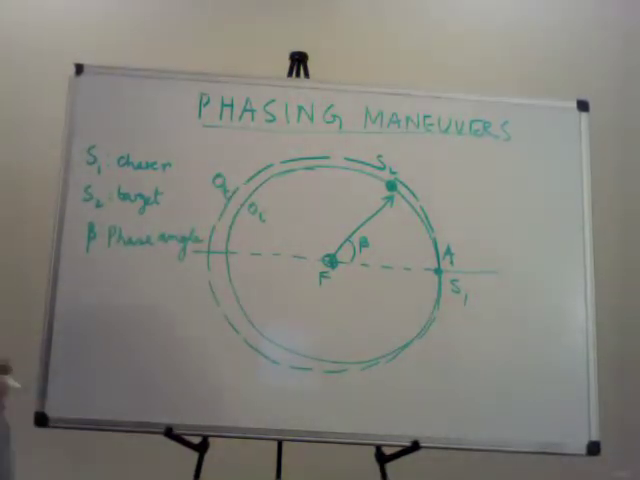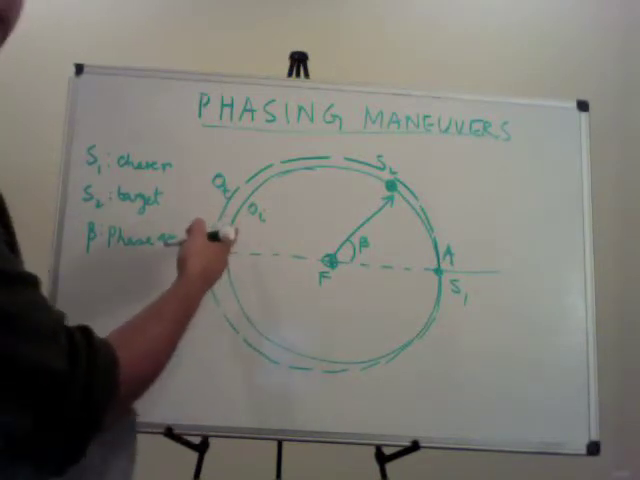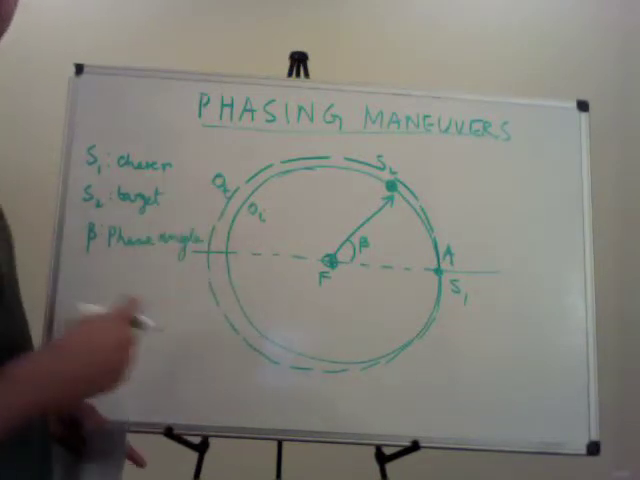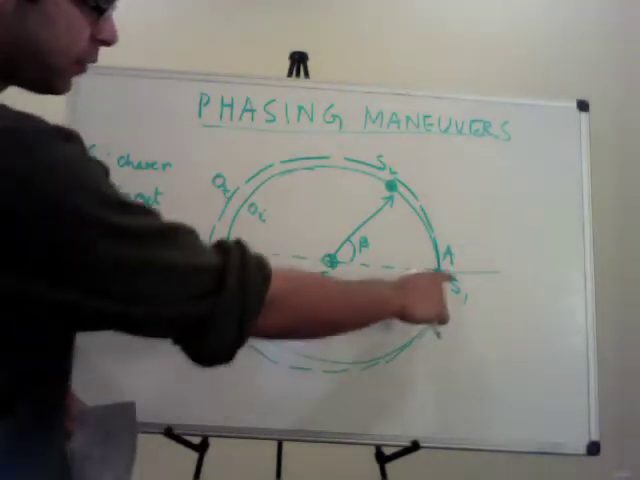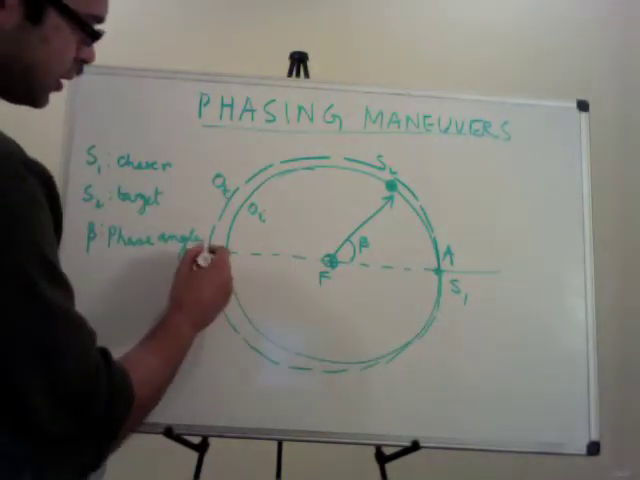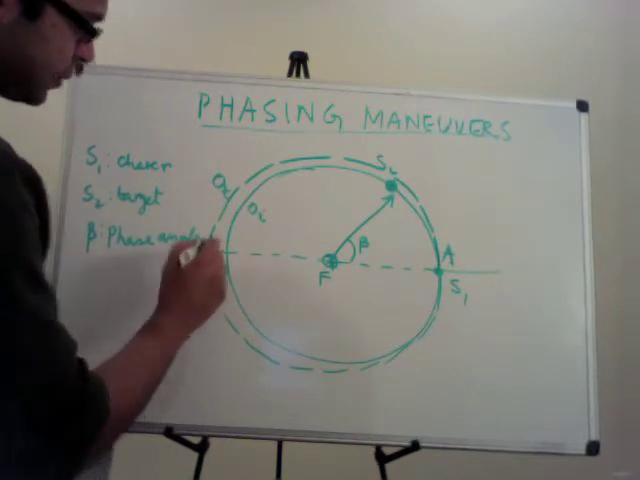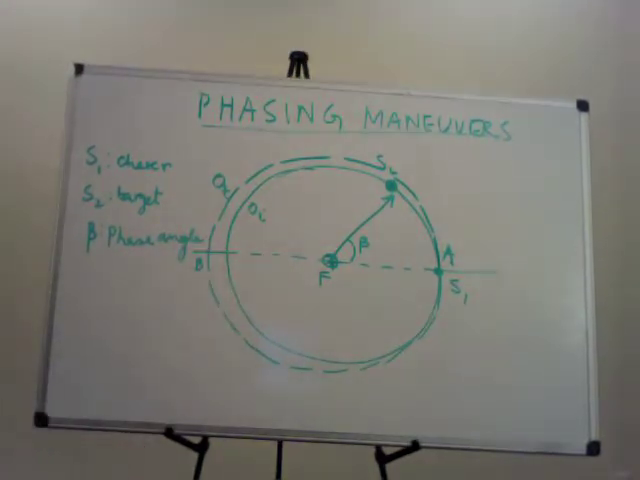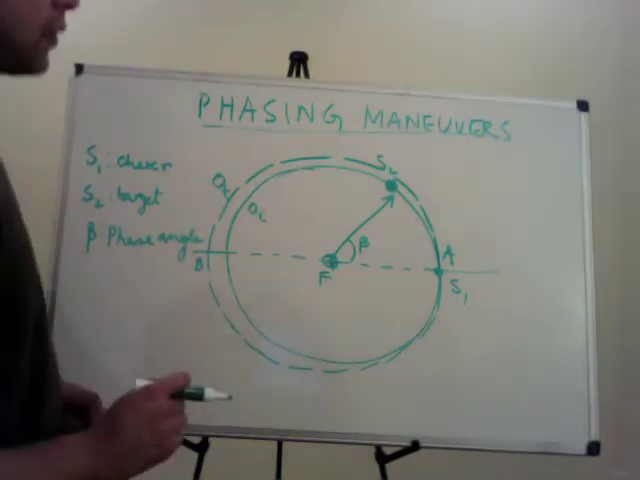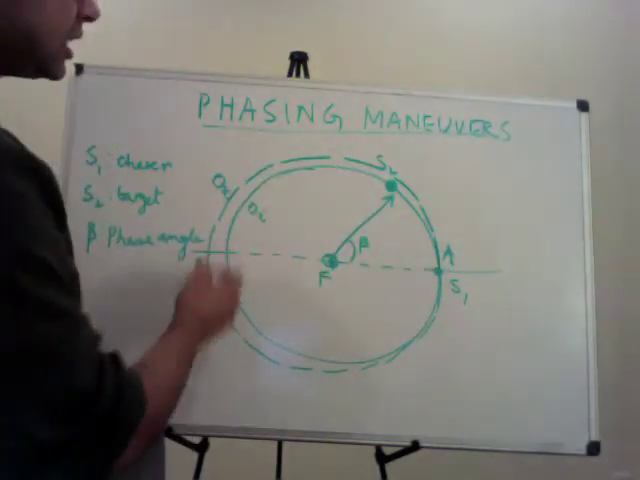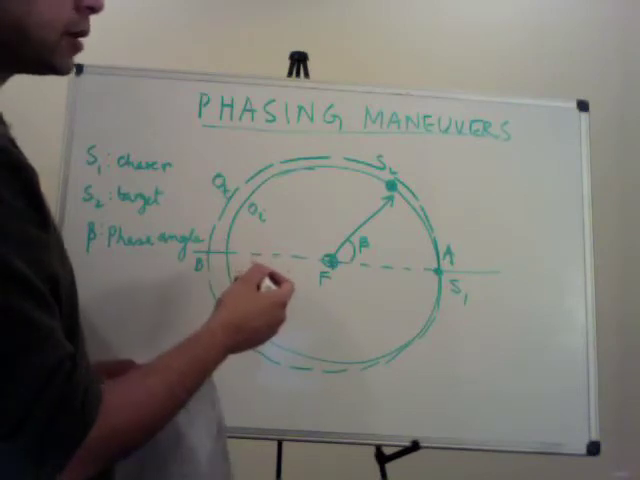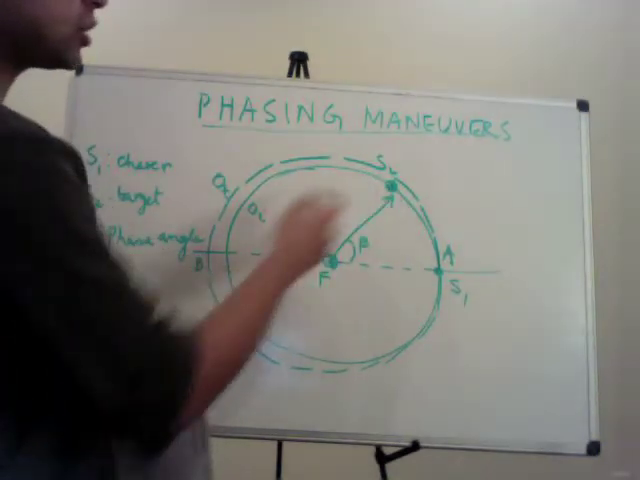Okay, so what has happened here? Well, since OI is a circular orbit, OT, the transfer orbit, is an elliptical orbit whose periapsis is FA and the apoapsis is this right here, FB. Alright, so what has happened is, because spacecraft S1 has been moved to OT, its period is now different from that of S2.